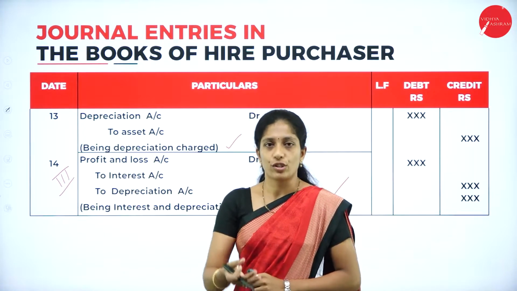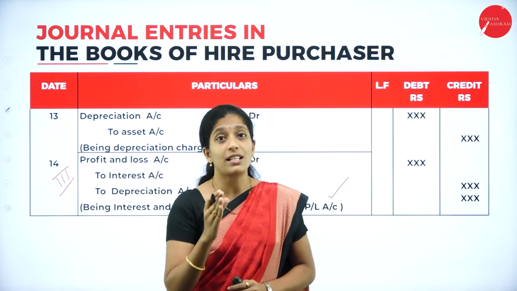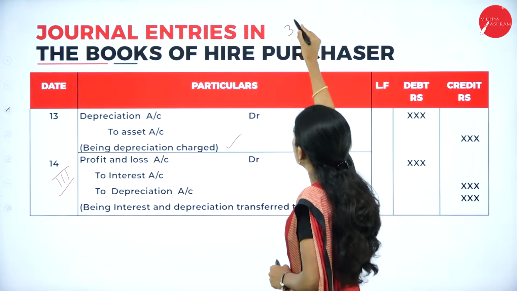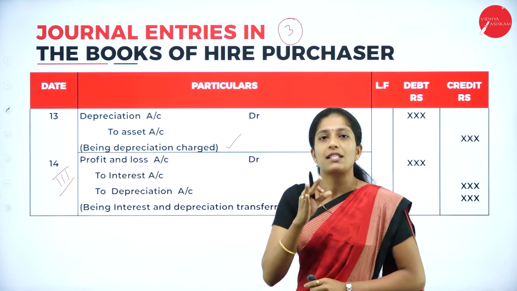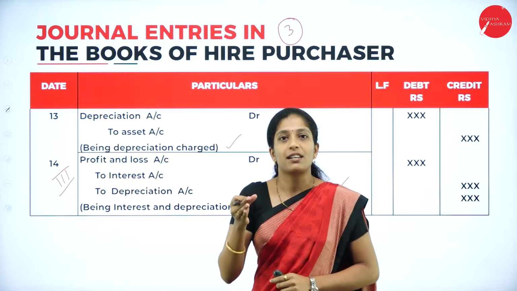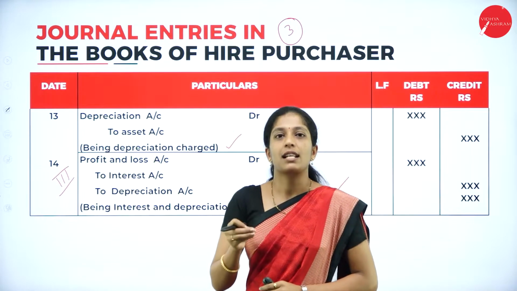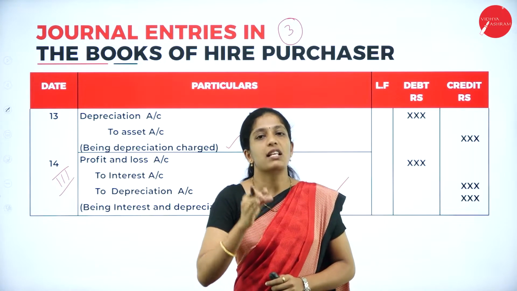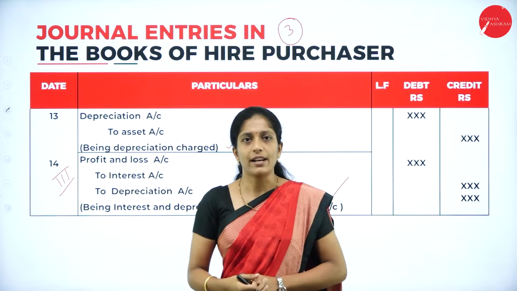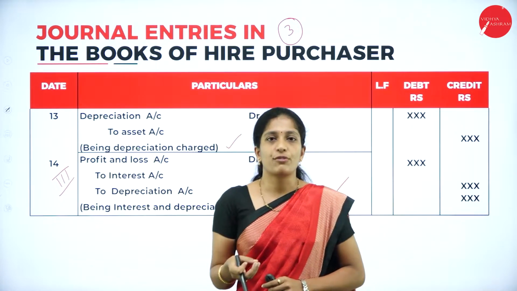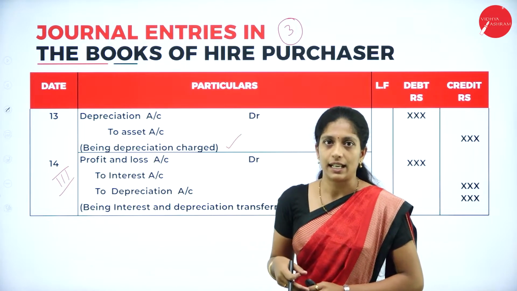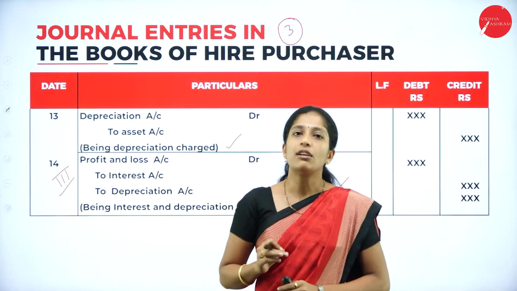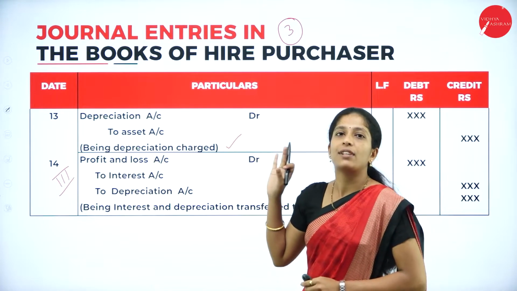Suppose in the fourth year also, if the payment is made in 4 installments, so this was the format where payment is made in 3 installments. If the payment is made in 4 installments, then your fourth year first entry will be for interest due, next installment paid, next depreciation charged, next transfer interest as well as depreciation to profit and loss account. In the same way, if it is a 5th installment, it goes on continuing like that. So in your first year there are 6 entries, and in the remaining years it contains only 4 entries. Hope you are clear with the format.